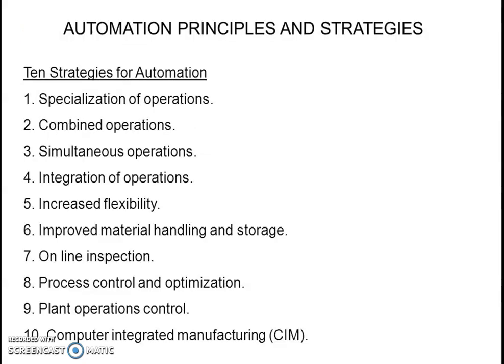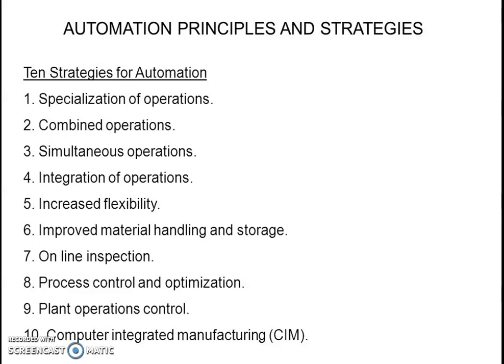And coming to the automation strategies, why have we introduced automation? These are the 10 strategies you can see, based upon which automation principles are derived. First, specialization of operation. If you want to make any system automated, first you need to know what category it belongs to, and you have to segregate it. Then combined operation: how many things can be combined, which leads to simultaneous operation. Can you operate different operations simultaneously on a single workpiece? You have to segregate that.